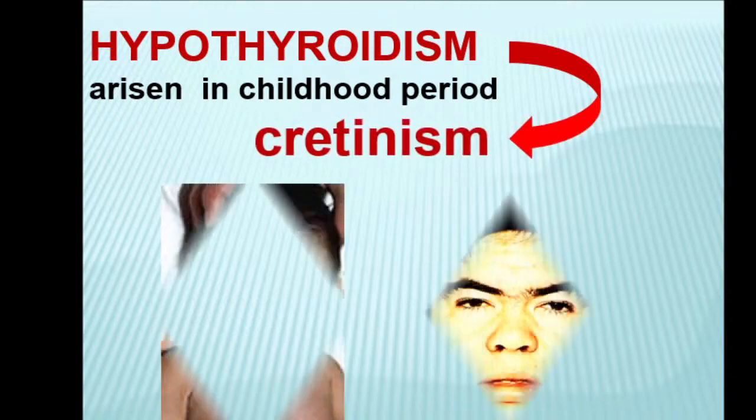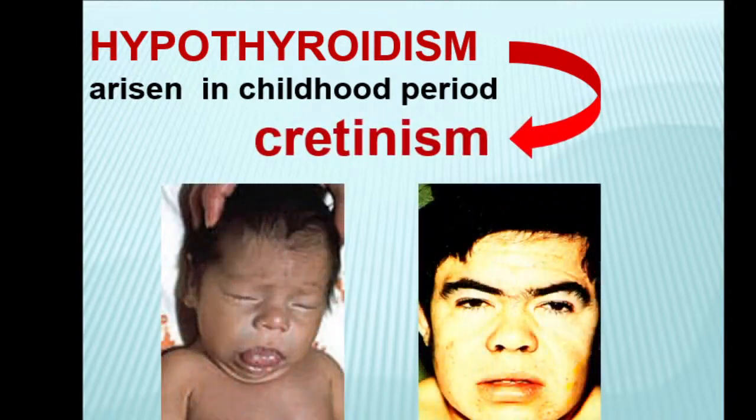You remember from our first lectures that hypothyroidism, which starts in the early young period, is accompanied by delayed physical and psychic development. As a result, the patient will have a mental delay. We are talking about cretinism.